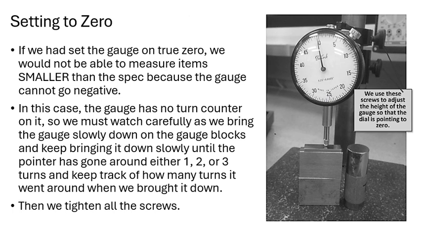Of course, this example dial gauge has no turns counter on it, so we have to watch carefully as we bring the gauge slowly down on the gauge blocks. I keep bringing it down slowly until the pointer has gone around either 1, 2, 3 turns, and then keep track of how many turns it went around when we brought it down.